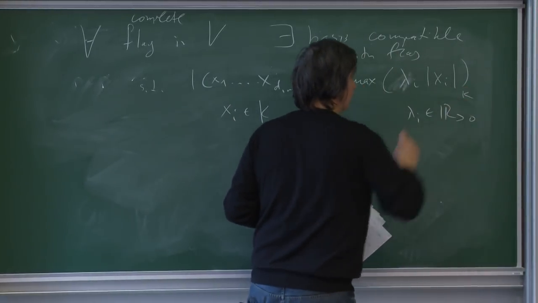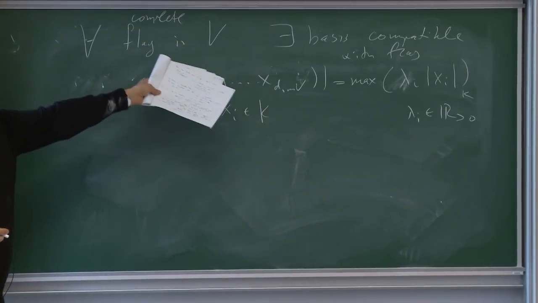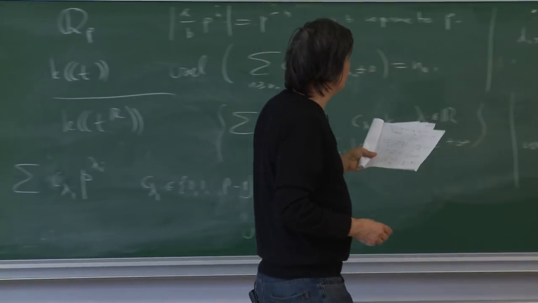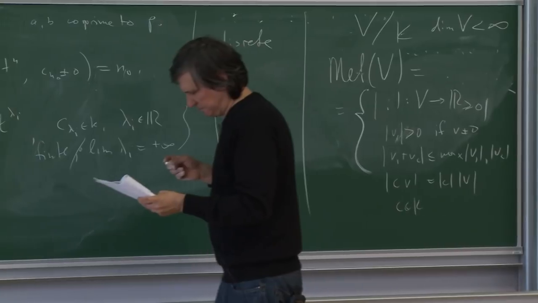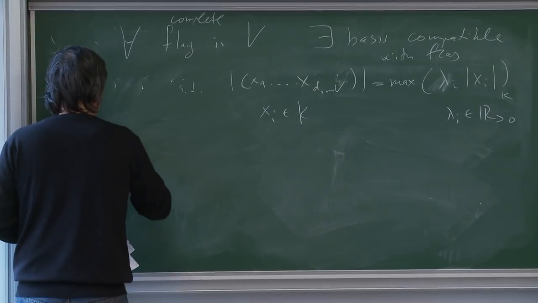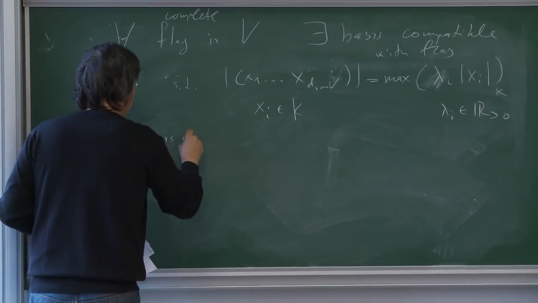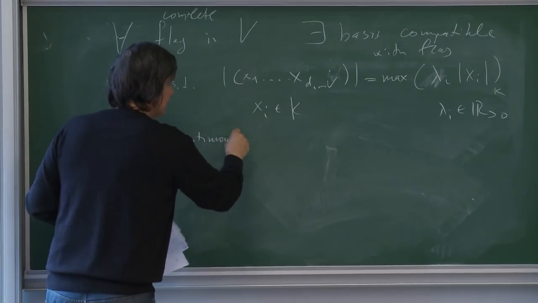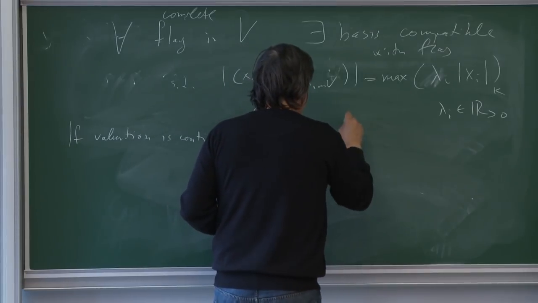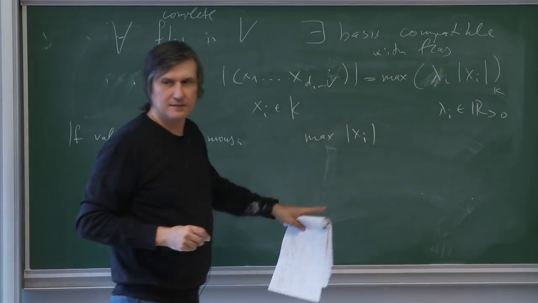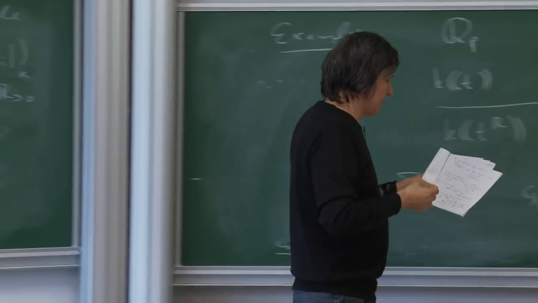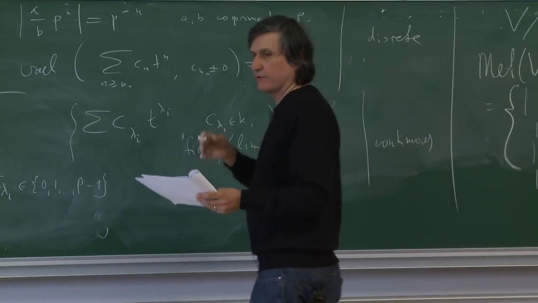And here is the norm in my field. Yeah, so it's given by a kind of standard form. And if my valuation is continuous, then one can compensate this lambda_i by norms of some elements of the field. You can make it a simpler form, the maximum of all |x_i|. And then you see that in the continuous case, all metrizations are isomorphic to each other.